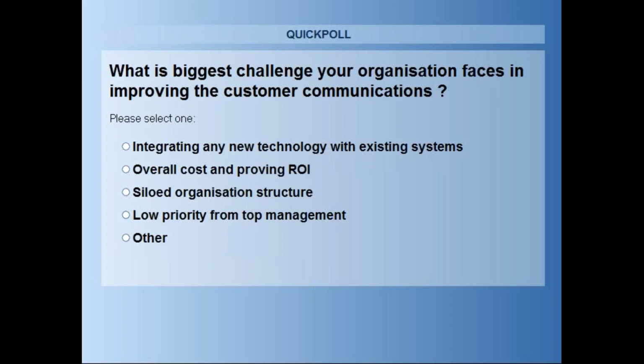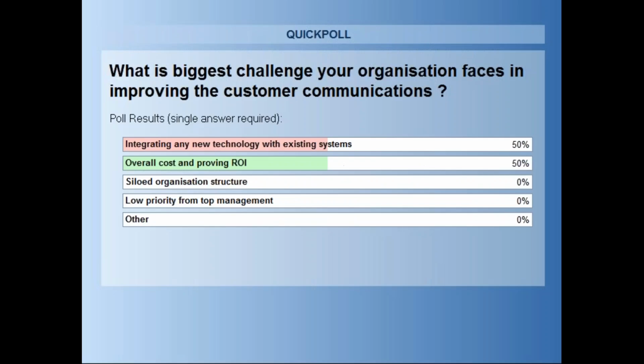Okay, so I can see a mixed response. 50% say integrating any new technology with existing systems, and overall cost and providing ROI. So overall cost and providing ROI, we often find, is a business concern, and integrating any new technology with existing systems, we normally see, is an IT concern. Both of them are very valid concerns that are put forward by any organization to any CCM vendor.